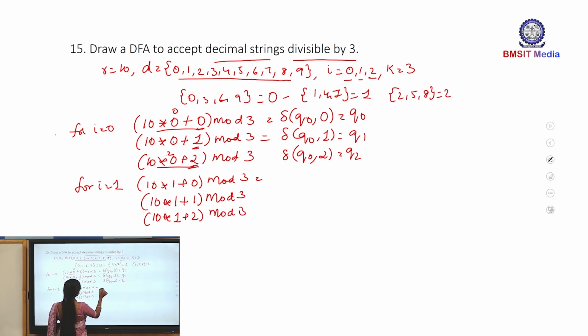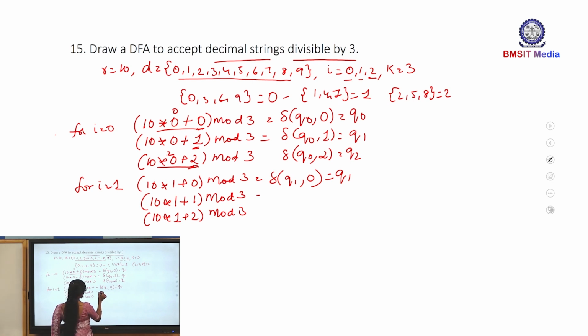Okay, so we'll see the transition here. So this gives delta, so i equal to 1, so this becomes Q1. And then on seeing a 0, now compute the next state. So this is 10 mod 3. So 10 mod 3 is equal to 1. So I'll write this as Q1.